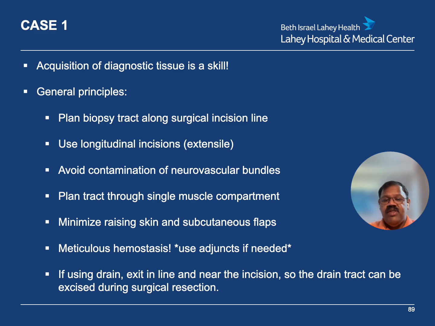You want to really maintain meticulous hemostasis and use adjuncts if necessary: Bovie electrocautery, various fibrin-containing gauze sealants if you have them. Really minimize bleeding as much as possible, because bleeding is a harbinger of all evil in orthopedic oncology, as this can lead to increased contamination. If you are going to use a drain, which you generally don't necessarily have to, plan to exit the drain in line with your incision and just distal to it, so the drain tract can also be excised at the time of definitive surgery, and again, you minimize the zone of contamination.